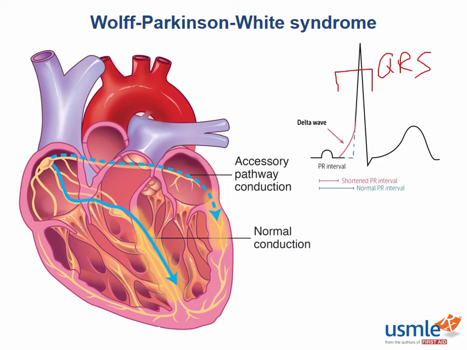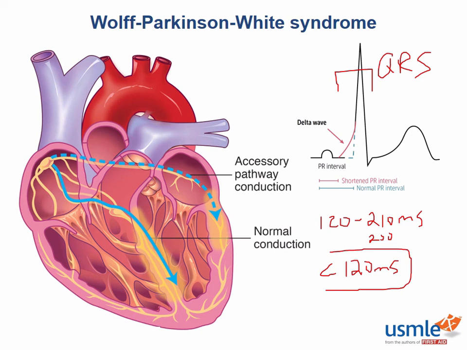Remember, the PR interval is generally between 120 and 210 milliseconds, or 200 milliseconds to make it easier, while the QRS interval is less than 120 milliseconds in a normally functioning heart. So in this case, we would see a PR interval less than 120 and a QRS interval greater than 120. This should make you start to think about a Wolff-Parkinson-White type syndrome.